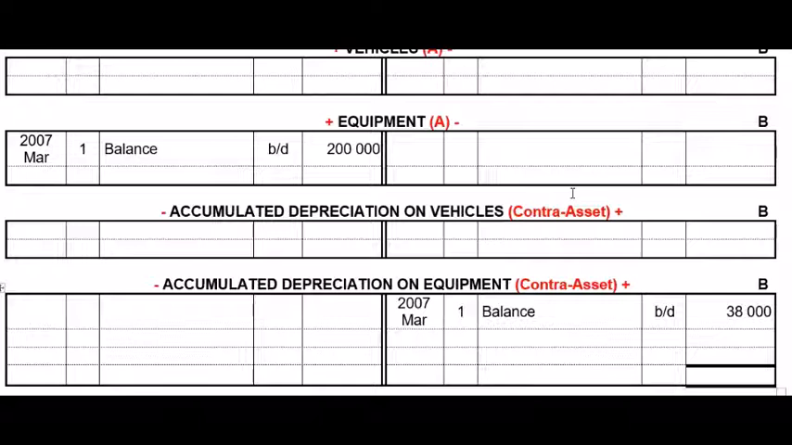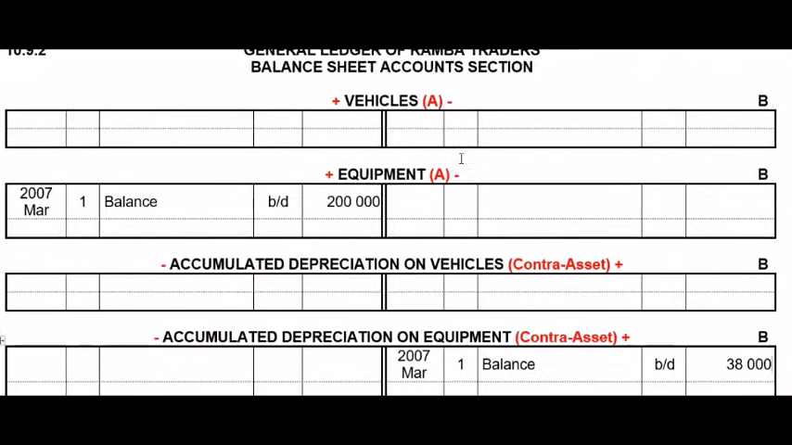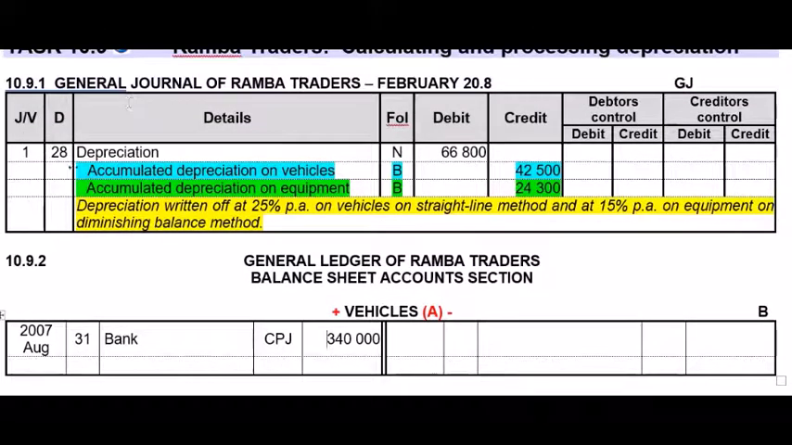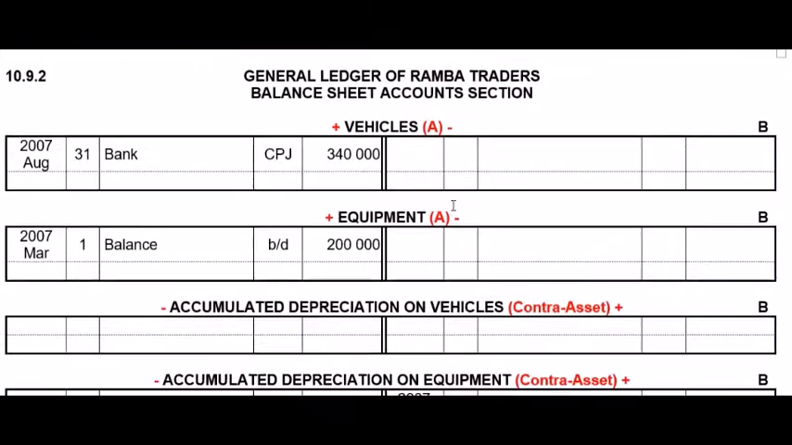Okay, so this is also an opening balance. Be careful, vehicles was only bought at the end of August. Okay, so vehicles was bought at the end of August 2007. They didn't say if we bought it with cash or on credit, so we just assume it's cash. Bank CPJ, 340,000 Rand. Okay, then if we go and post the depreciation transactions that we just made in the general journal, we will do it like this.